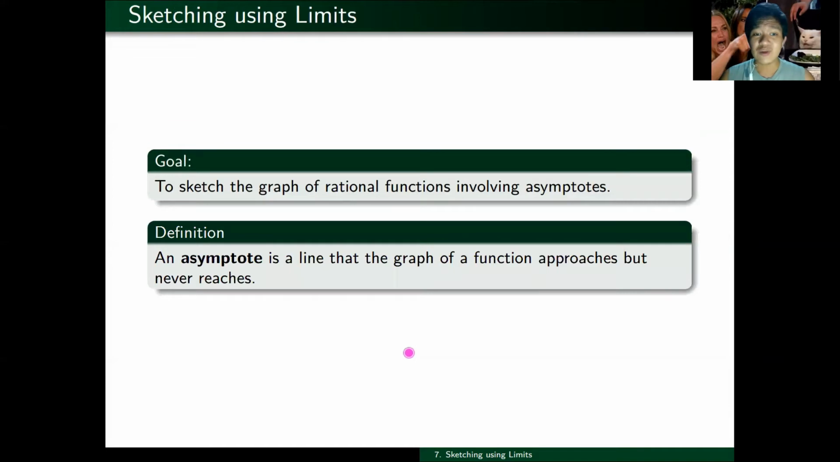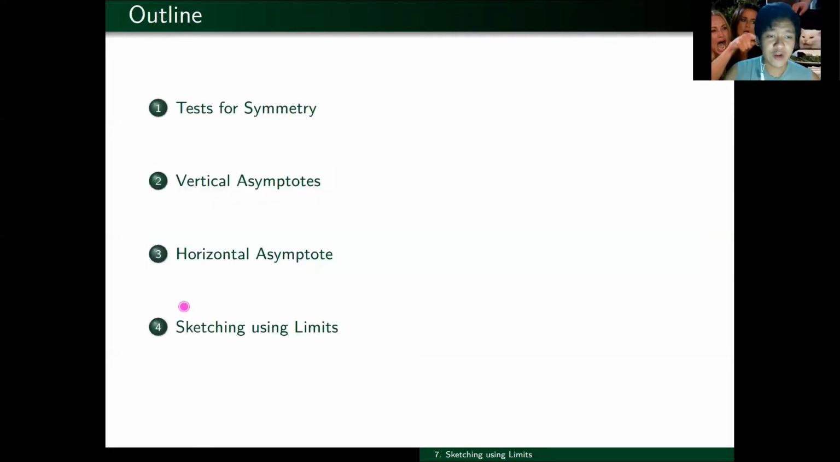Well, an asymptote is a line na kung saan yung graph mo ay papalapit na papalapit doon but never actually reaches that line. No? It never intersects but it gets closer and closer to your asymptote. So before we were able to sketch our graphs, we may need to discuss three concepts first. Test for symmetry, vertical asymptotes, and horizontal asymptotes. Unahin na natin yung test for symmetry, no?